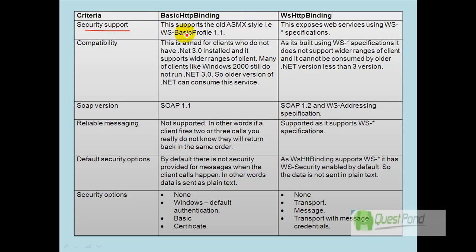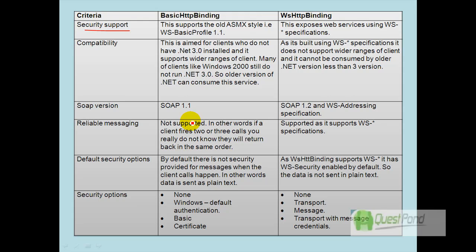Basic HTTP binding is your old web service type of binding. So whenever a SOAP message is sent using basic HTTP binding, it goes as plain text, while in WS HTTP binding the data is encrypted and sent. It is not sent as plain text. So the first important point which should come to your mind before making a decision is that basic HTTP binding sends SOAP messages using plain text, while WS HTTP binding sends data in an encrypted format.